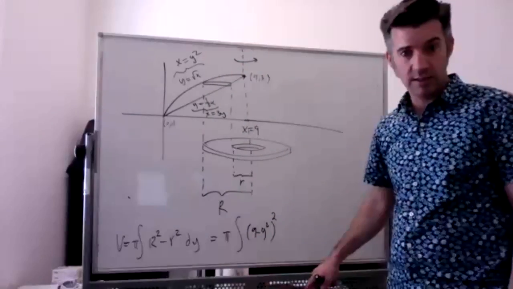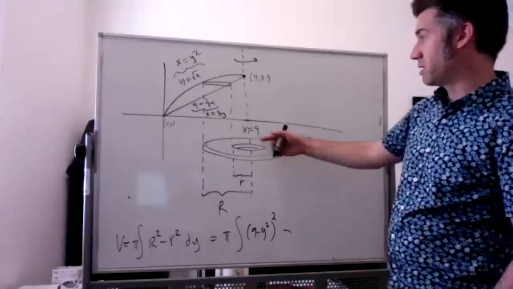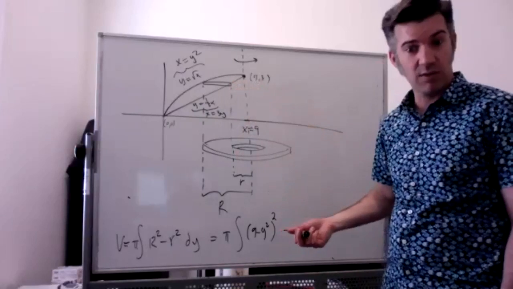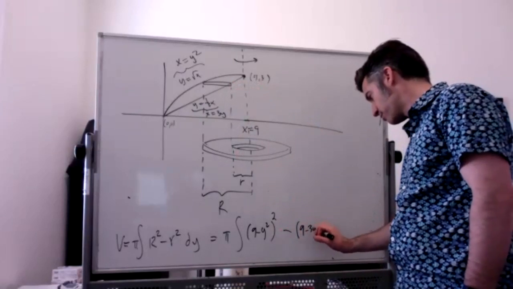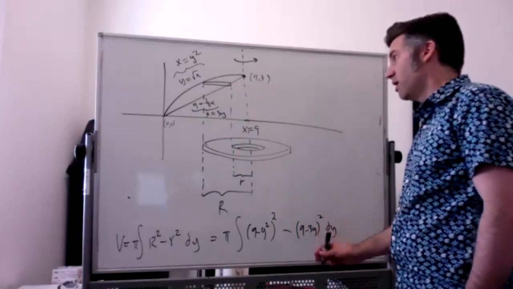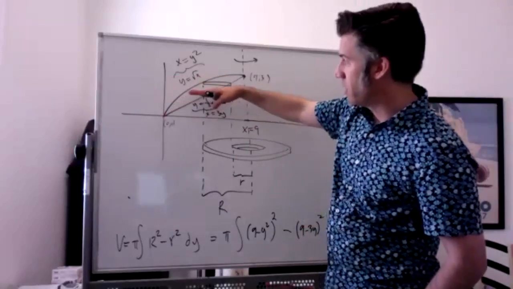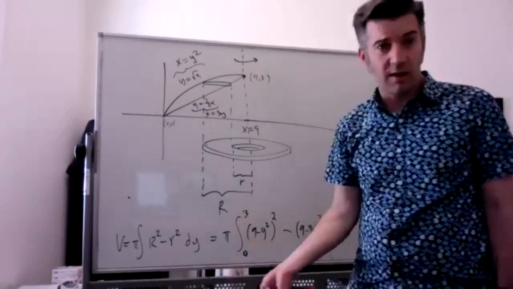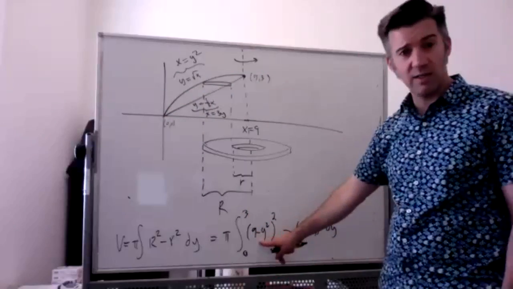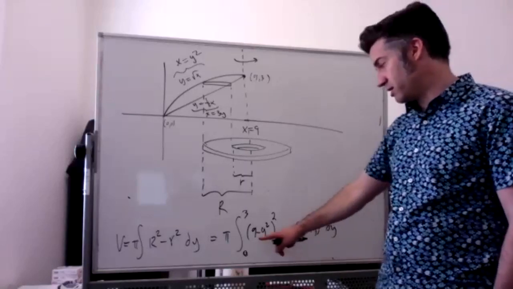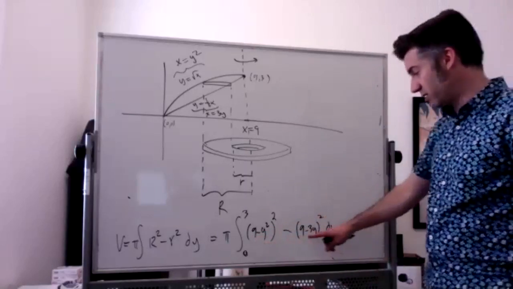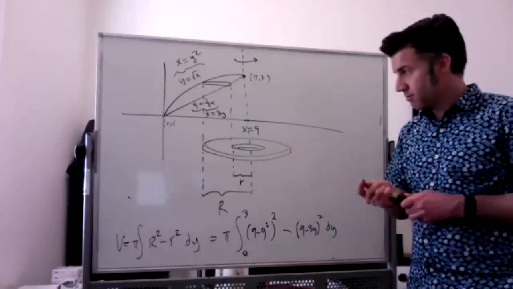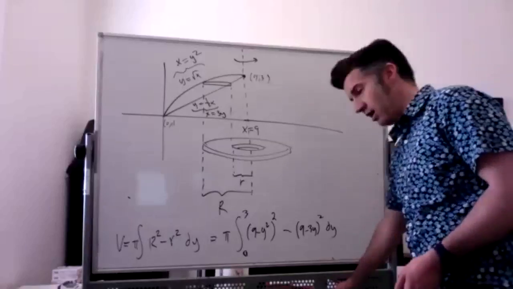That's my larger radius minus my smaller radius, which is going to be this distance: 9 minus the closer function, which is 9 minus 3y, squared. And the y values go as low as 0 and as high as 3. You can pick a number between 0 and 3, like 1, and see that this radius really is larger than that radius. If y is 1, this is 9 minus 1, which is 8. If y is 1, this is 9 minus 3, which is 6. This is the bigger radius from 0 to 3.